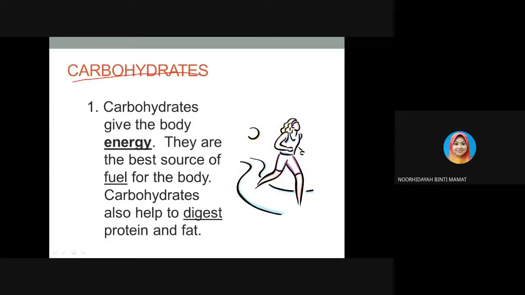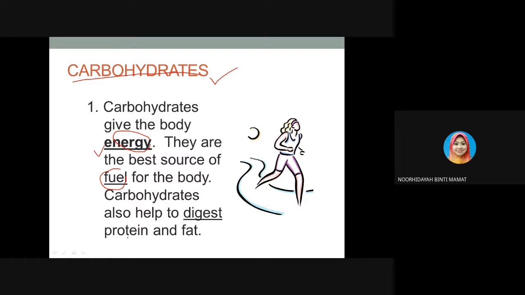Carbohydrates give the body energy. So these are the functions of carbohydrates. Why do we need carbohydrates, why do we need sugar in our body? Because carbohydrates give the body energy, and they are the best source of fuel for the body. They can also help to digest protein and fats.